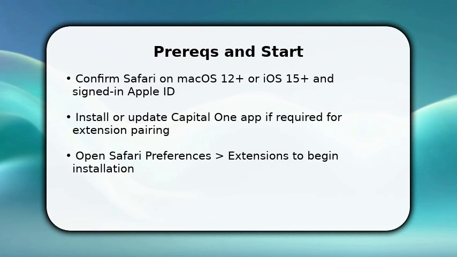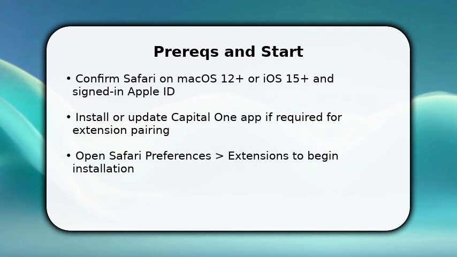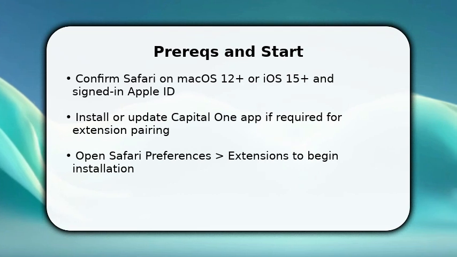You're starting the install now. Select the Capital One extension entry and click Install or Enable. This initiates permission prompts that you'll handle in the next steps.